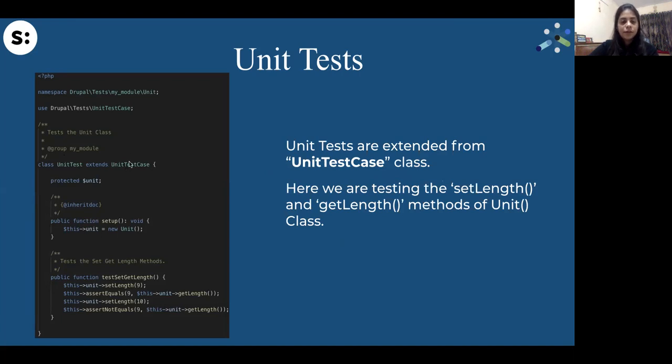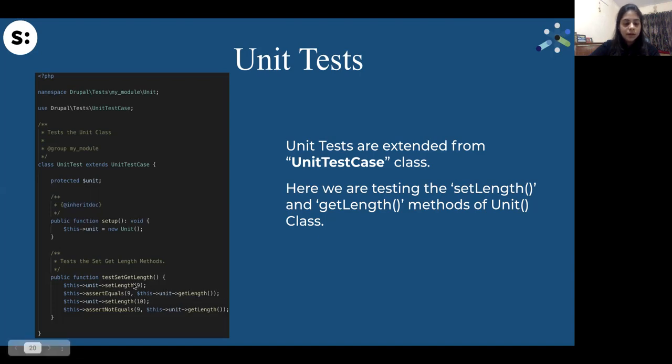So this is the base class for unit test. Here, I am testing the set length and get length methods of this unit class. I am creating a new object of type unit. Now I have defined this method test set get length, and I am setting the length of this object as 9. With this assert equal method, I verify that this 9 should be equal to what I get from the get length method.